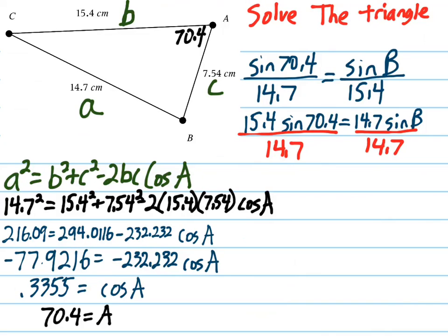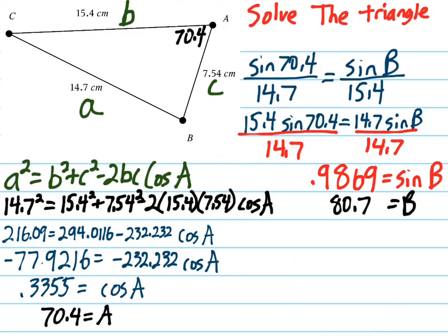And type that whole chunk in my calculator on the left at once, and I'll get 0.9869 equals sine B. Undo the sine function with arc sine. So that would give me B equals 80.7. I'm going to go fill that in on my triangle. Now I've got all three sides. I've got two of the angles. I could do law of sines again. I could go law of cosines.